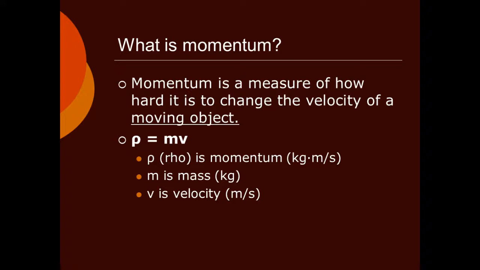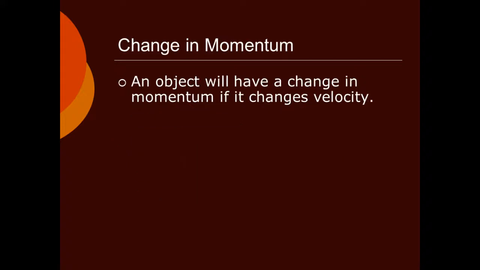So the only way to really realistically change your momentum, for the most part, in most realistic situations, is to change your speed. So any object that changes its speed will undergo a change in momentum, and it's really simple to calculate the change in momentum that an object experiences, and that's this formula here.